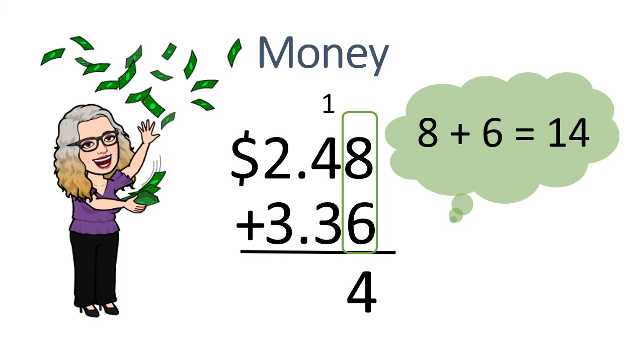So now I'm moving on to the next column, and I can't forget the 1 that I carried. So I need to add 1 plus 4 plus 3. And 1 plus 4 plus 3 equals 8. Now I'm moving on to my last column, 2 plus 3, and that equals 5. But because it's money, I can't forget my decimal point and my dollar sign. So $2.48 plus $3.36 is $5.84.